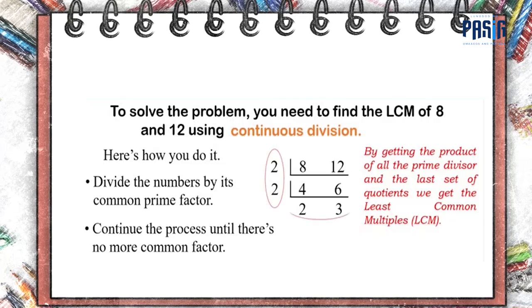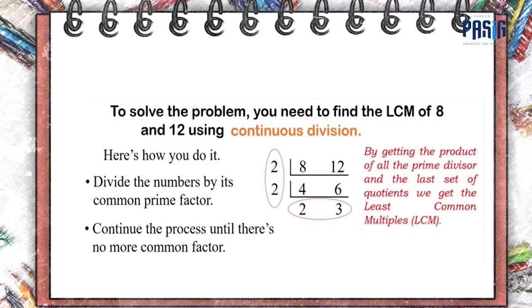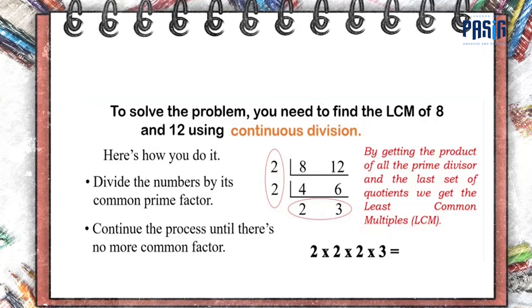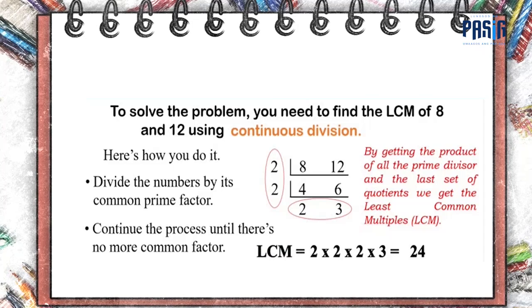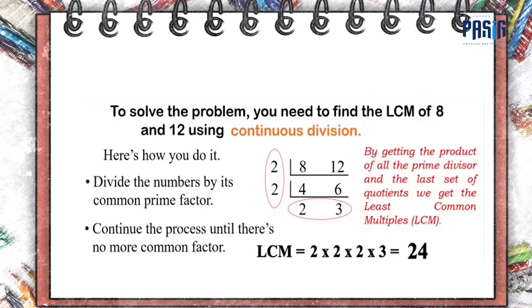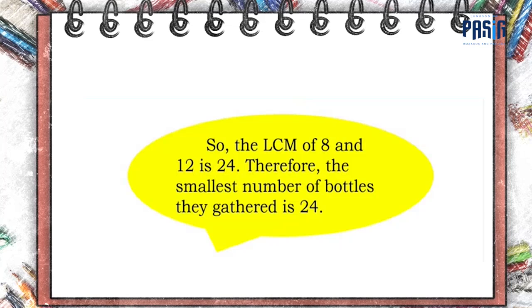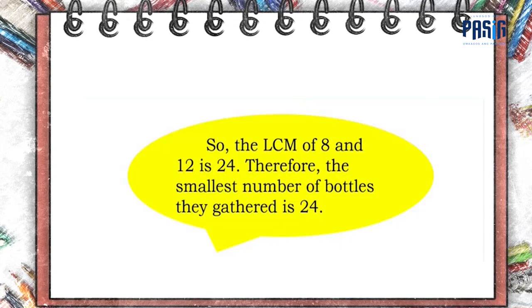Here are all the prime divisors, and this is the last set of quotients. So all we have to do is to get the product. So 2 times 2 times 2 times 3 equals 24. Therefore, the LCM is equal to 24. So the LCM of 8 and 12 is 24. Therefore, the smallest number of bottles they gathered is 24.